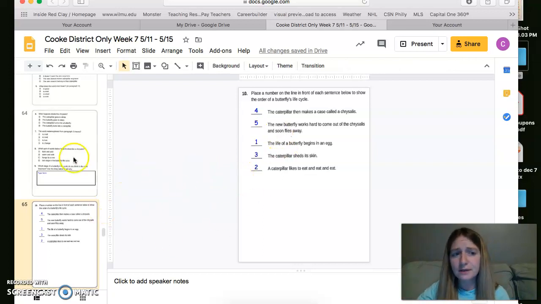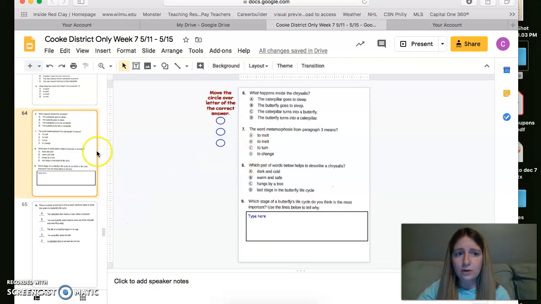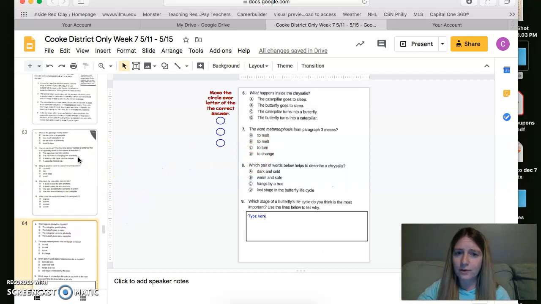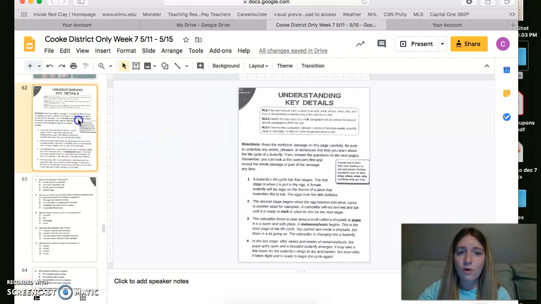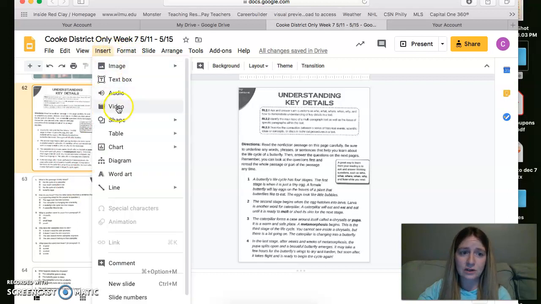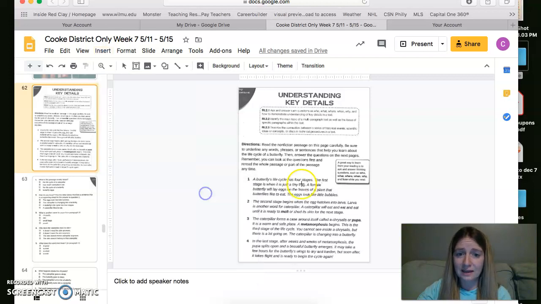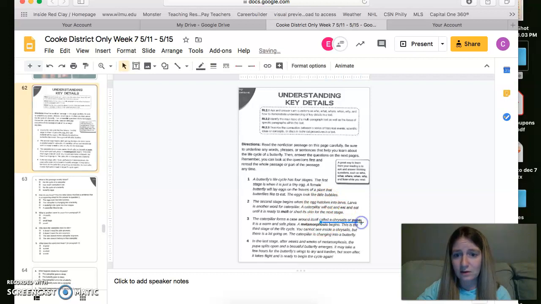So I helped you with number 10 and gave you some clues for answering the other questions. Remember, if you don't know the answer, go back into the story and find it. So it did say you could underline it by going to insert. You could do a shape or a line. Okay, so like when it talked about pupa, we could go here and underline our pupa.